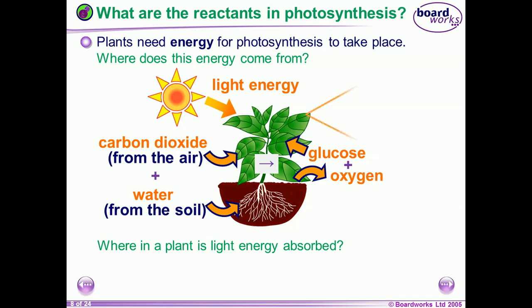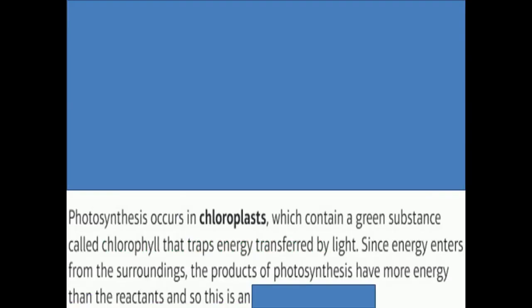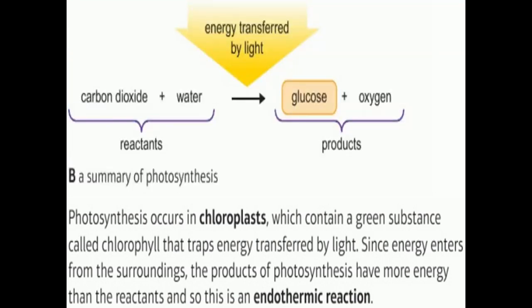The light energy is absorbed by a photosynthetic chemical called chlorophyll, which is found in chloroplasts. So photosynthesis occurs in chloroplasts that contain a green substance called chlorophyll, and that chlorophyll absorbs the energy transferred by light. And since the energy enters from the surroundings, the products of photosynthesis have more energy than the reactants, so this is an endothermic reaction. The reaction is known as photosynthesis because you are synthesizing glucose using energy from the light.